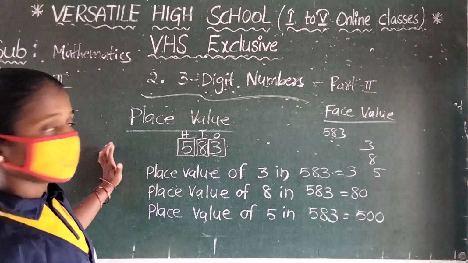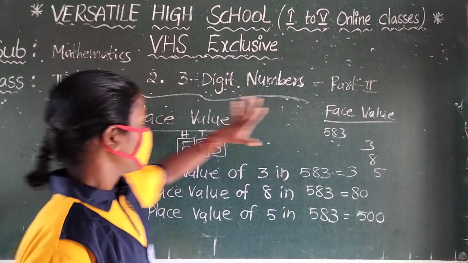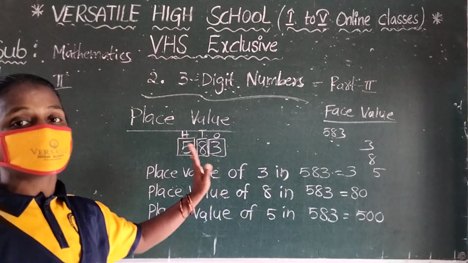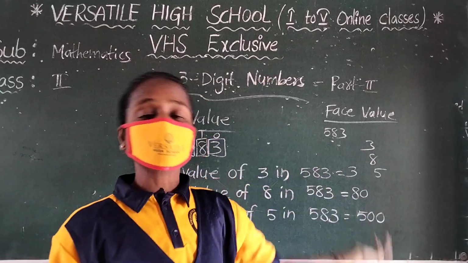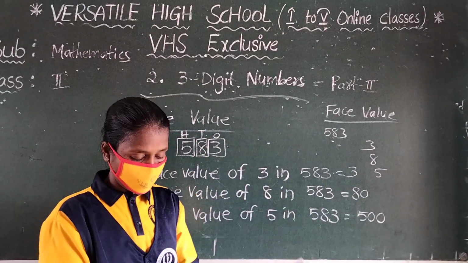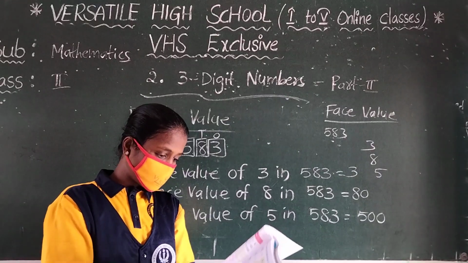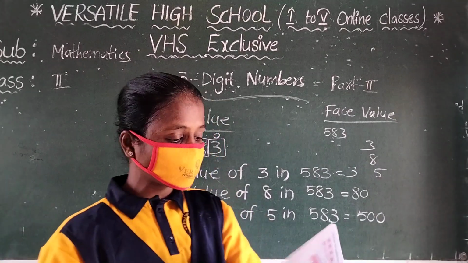Children, again carefully observe the place value and face value. Place value means we multiply by ones, tens, hundreds. Face value is the digit in that number, which is called the face value. Now we are going to page number 18. Observe page number 18.